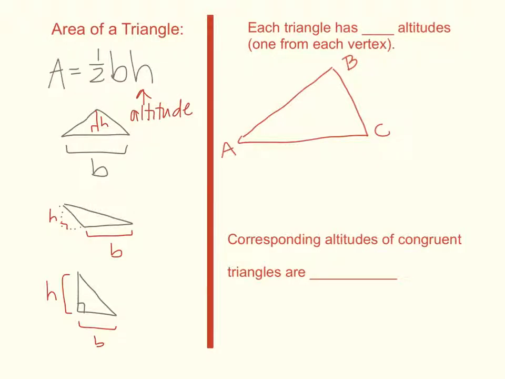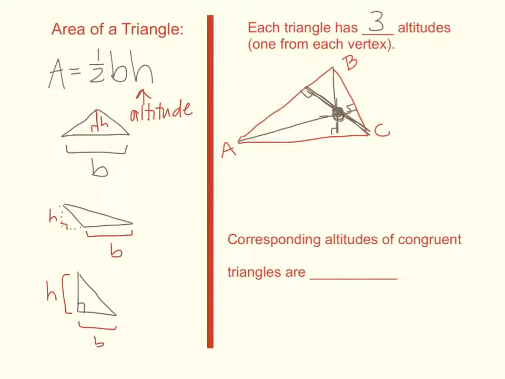Each triangle that we have has 3 altitudes, one from each vertex. So remember, the altitude is where we drop it straight down so it makes a right angle. So if I go in here and fix that, it starts at C and goes all the way across and it forms a right angle.